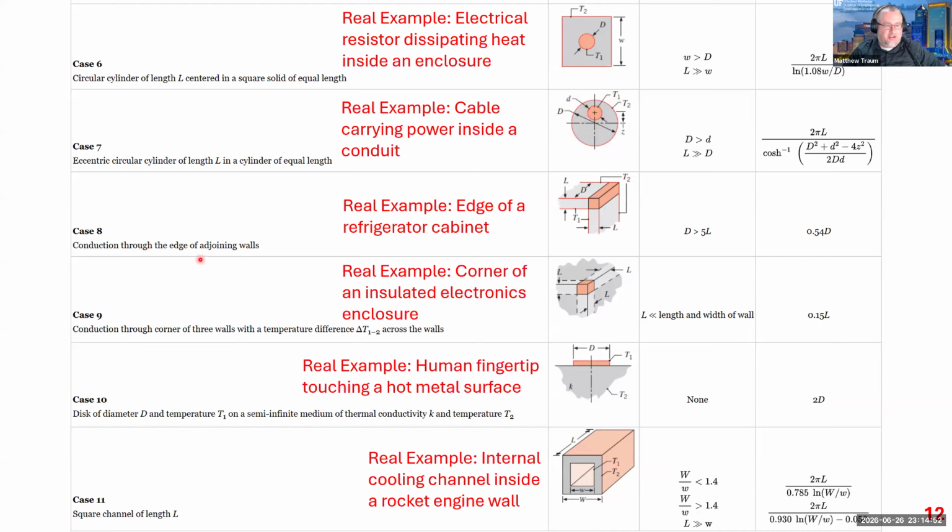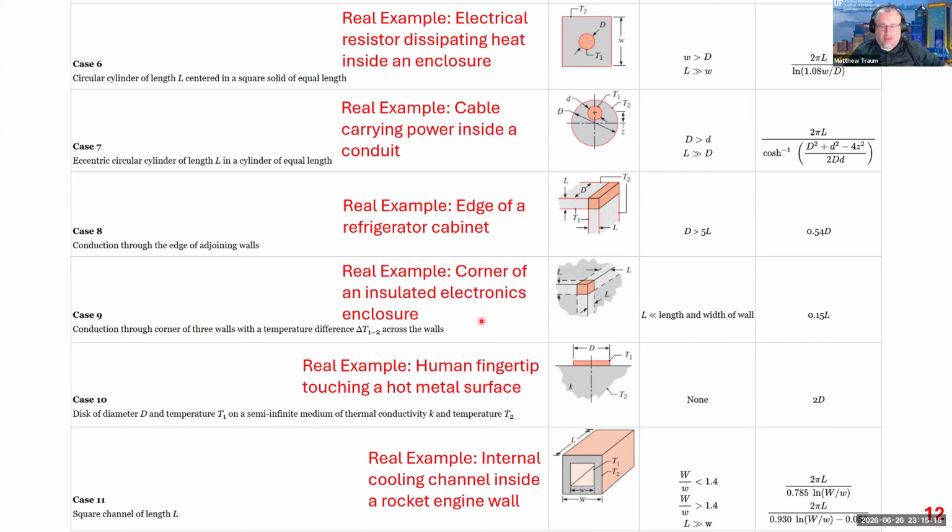Case number 8, conduction through an edge of adjoining walls, right? Imagine a refrigerator cabinet that has to stay cold. You could do 1D heat transfer on all of the surfaces, but on the edges, you have this confluence of two different surfaces, and that confluence is a two-dimensional object. So you've got to do 2D heat transfer. So here's the shape factor for that one.